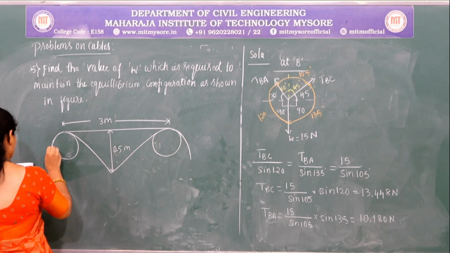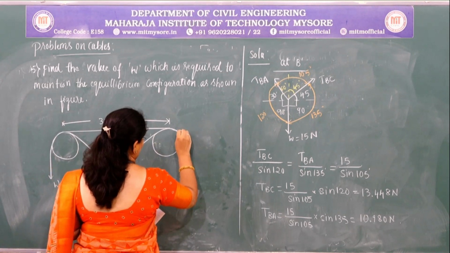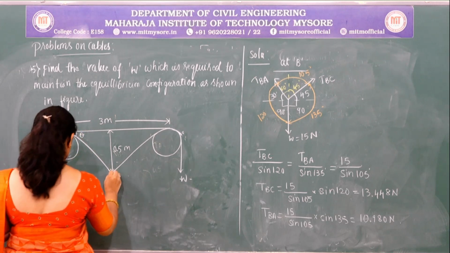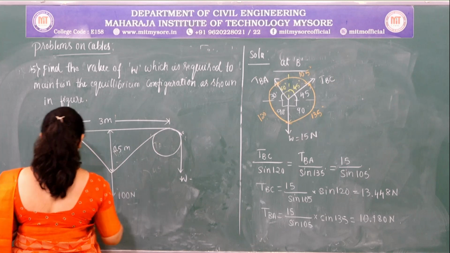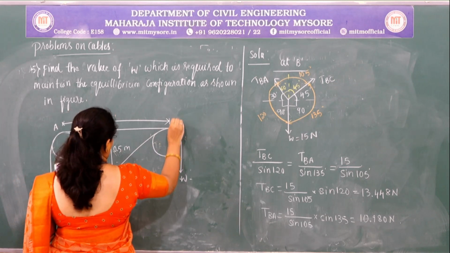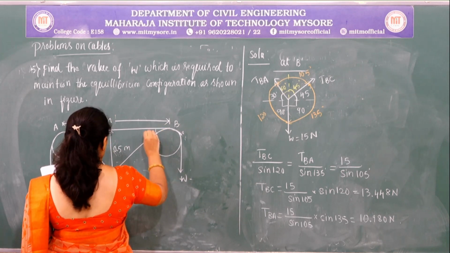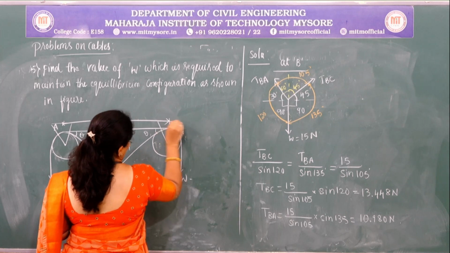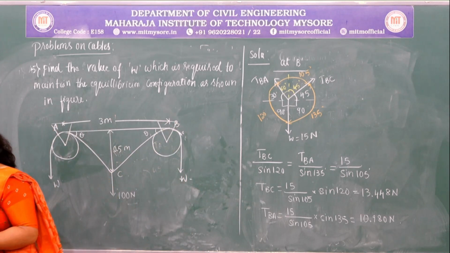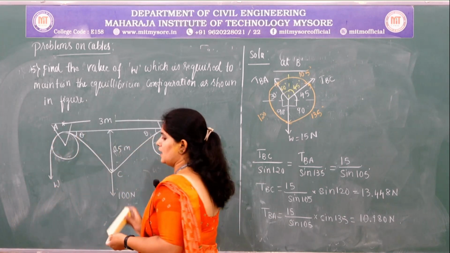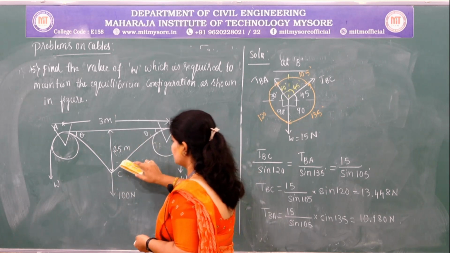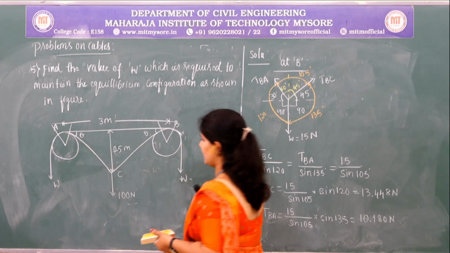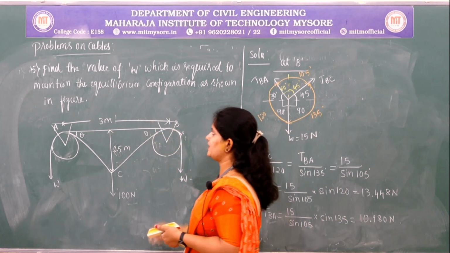so the hanging weight given is W and here also it is W. So this is theta, this is A, B and this is C. So this is the given figure and here, from the given figure, the load W is hanging and it is passing over A and B and the pulleys at A and B are frictionless.